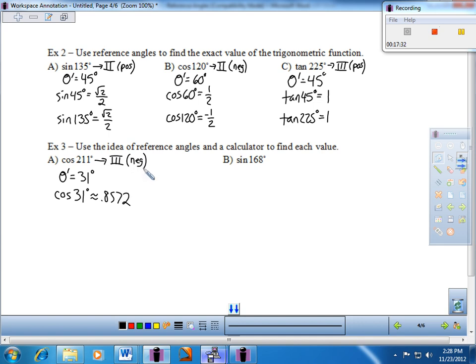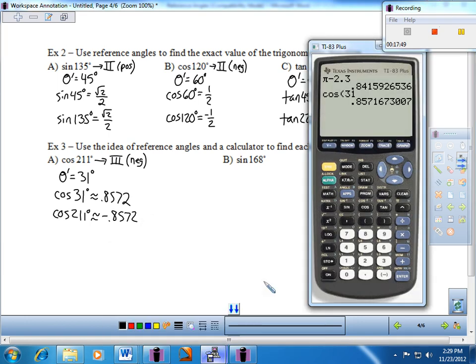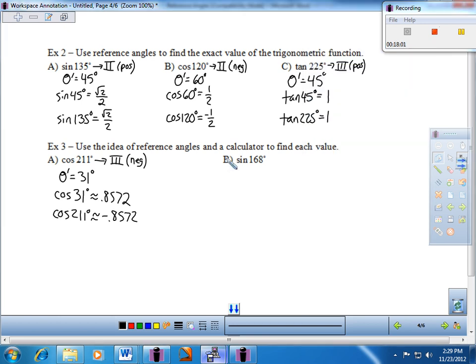And so as a result, based on what you see right here, I should be able to type in cosine of 211, and it should just be the negative of that value right there. And we are obviously going to see if that is the case. So let's type it. Cosine 211, magic. Perfect. Again, I know we could have typed it in right away and you would have seen it. I just want you to see the connection with the reference angle, that's all.